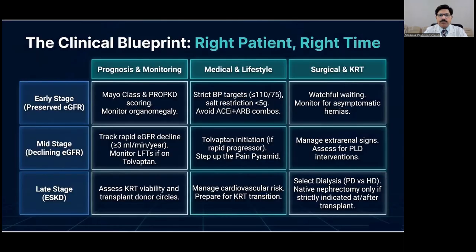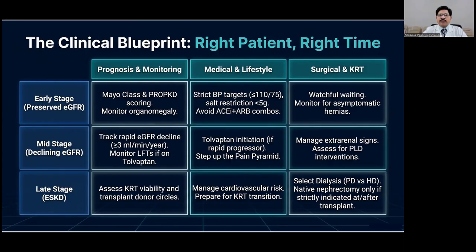All are possible. Now, what is the clinical blueprint? Prognosis and monitoring, medical lifestyle, surgical KRT. So, early stage, preserved GFR. That means eGFR is preserved early in the stage. Mayo class and PRO-PKD scoring are done. Minor organomegaly, and the grade is between 1A, 1B, 1C and not more than that. And PRO-PKD scoring is less than 3, 0 to 3.